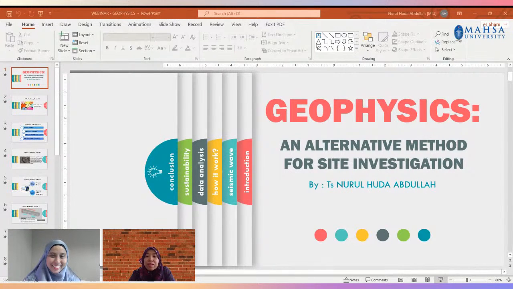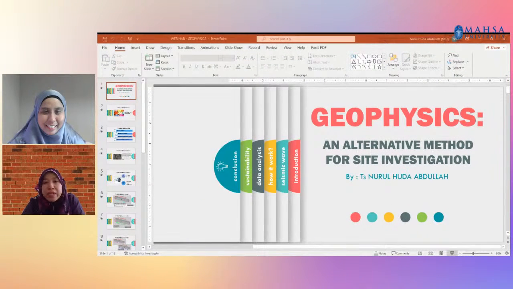Let's start with the definition of geophysics. Generally, geophysics is an earth study using physics concepts. This is just the general definition. It is particularly used in foundation investigation, in determining the physical properties of testing geomaterial to see what material is under the subsurface. These are the uses of geophysics.